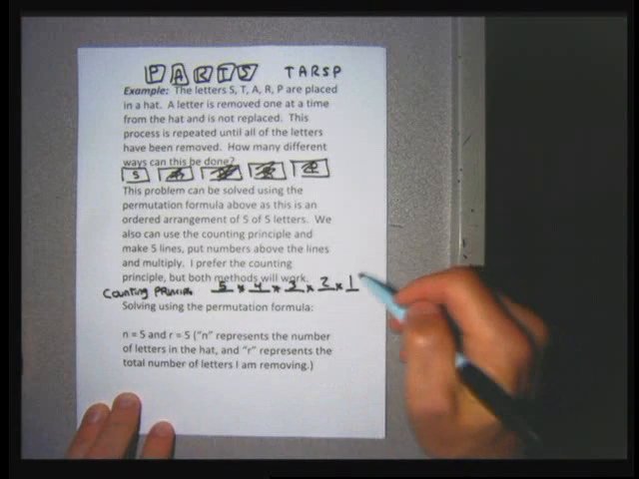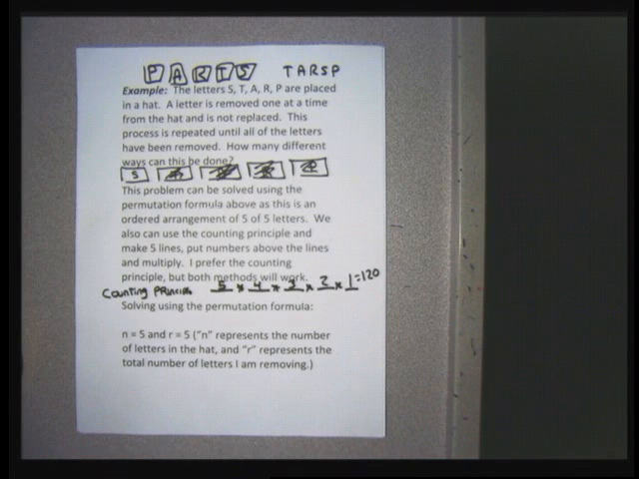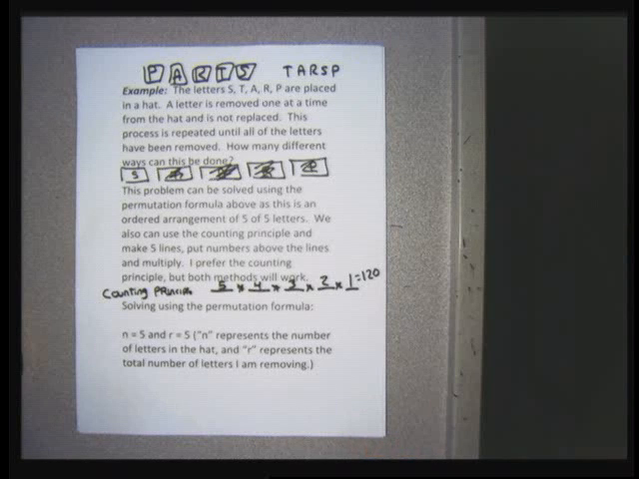So for this problem, there are 120 different ways I can pull these 5 letters out and write the letters that I pick in the order that I pick them. So there isn't any reason to do the problem using any other strategy.